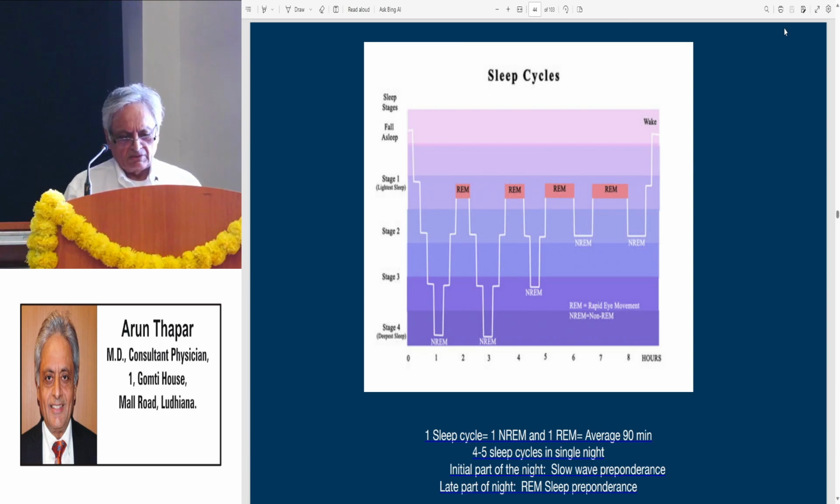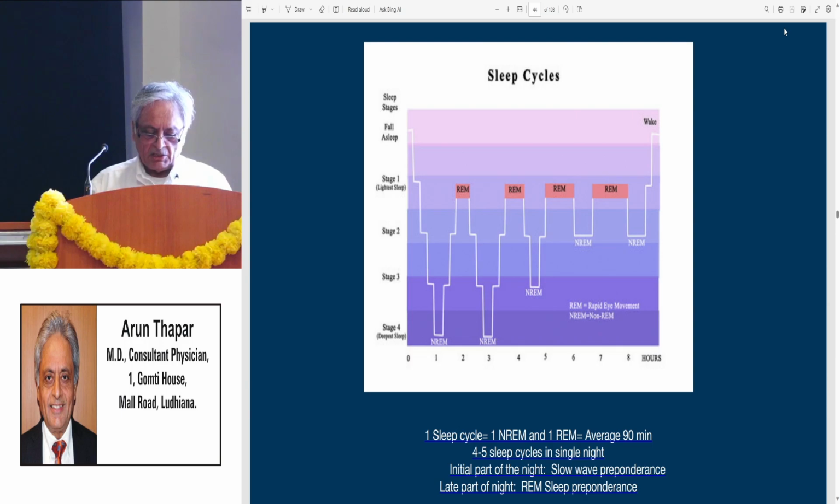Now I'm showing here the sleep cycles. Try to understand, one sleep cycle comprises one NREM and one REM sleep. Now this full cycle, one NREM and one REM, is around 90 minutes, 1.5 hours. And we have 4 to 5 such cycles in a single night.